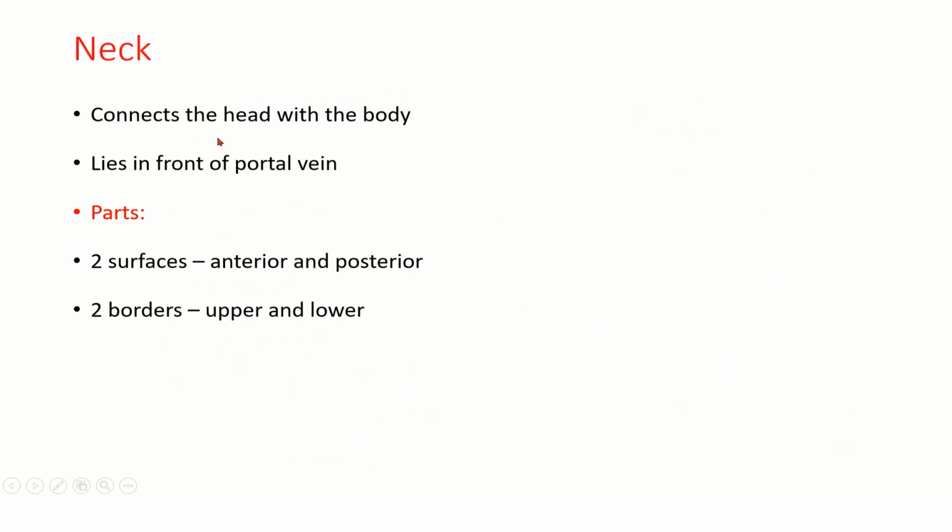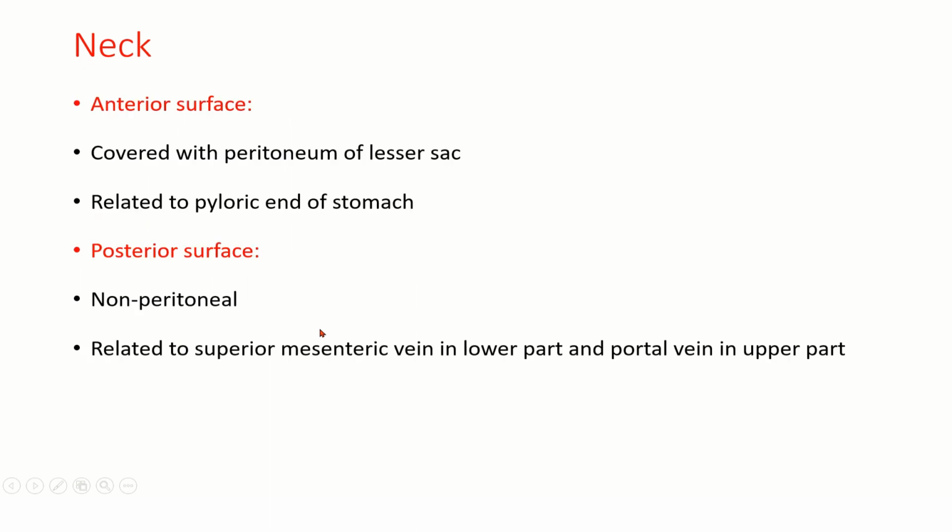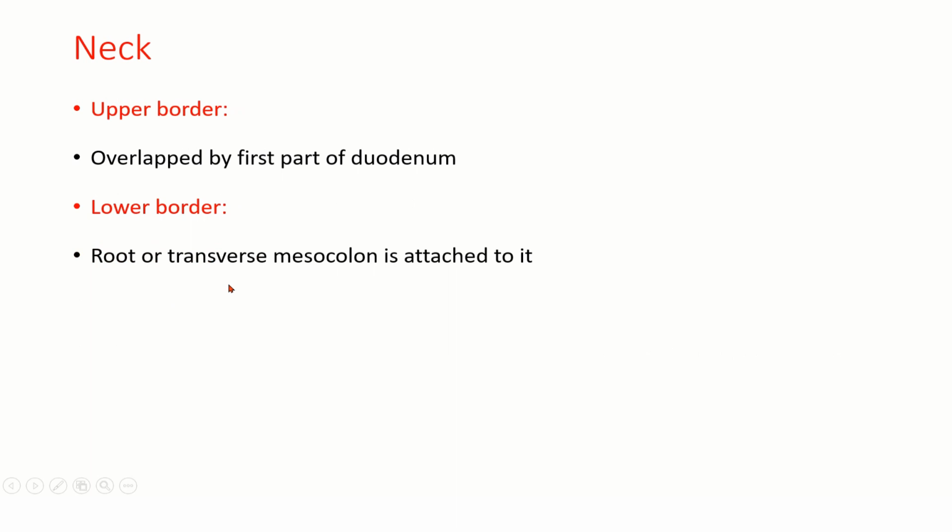Neck connects the head with the body, lies in front of the portal vein. Parts: two surfaces, anterior and posterior surface, and two borders, upper and lower. Anterior surface is covered with peritoneum of the lesser sac, related to the pyloric end of the stomach. Posterior surface is non-peritoneal, related to the superior mesenteric vein in the lower part and the portal vein in the upper part.